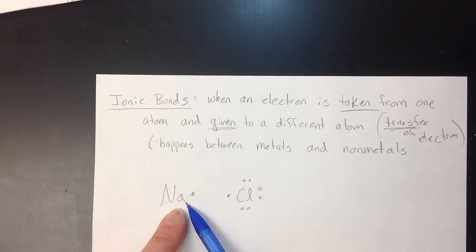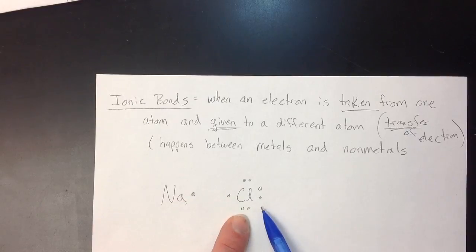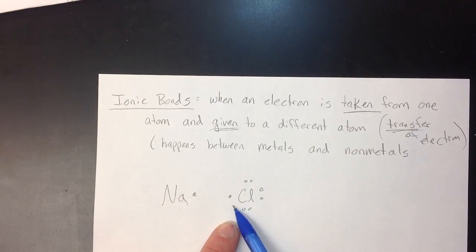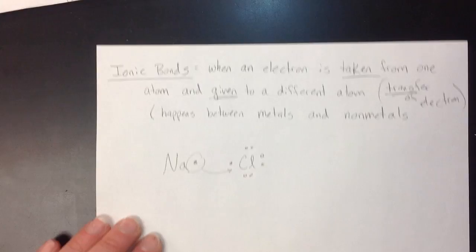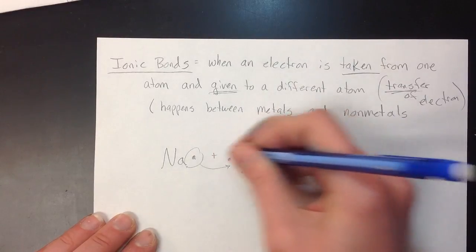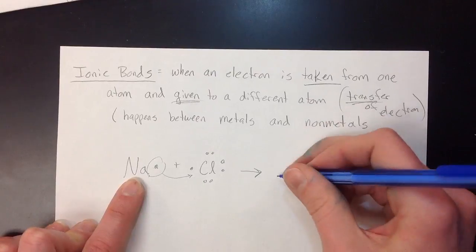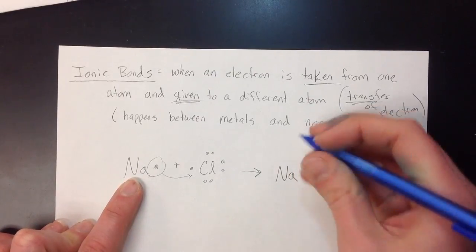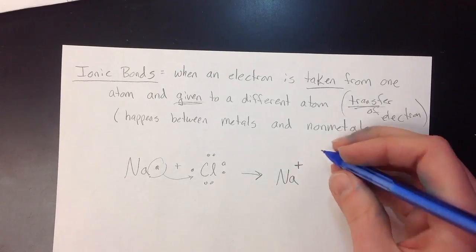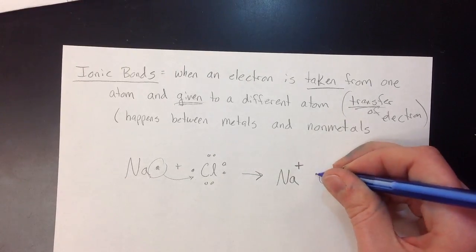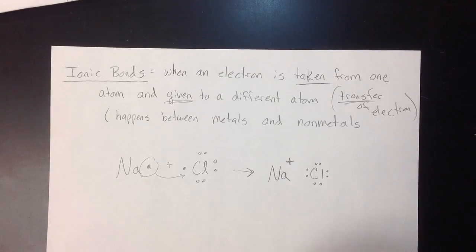I want sodium to have a complete shell. It wants to get rid of this extra electron. Chlorine wants to have a complete shell. It wants to gain another electron. So this electron transfers to my chlorine. And if I was to write this as an equation, my sodium loses its electron. So I can write it like that. It does have a charge on it because it lost its electron. And then I can write my chlorine with its dots, all 8 now, because it gained the one from sodium.